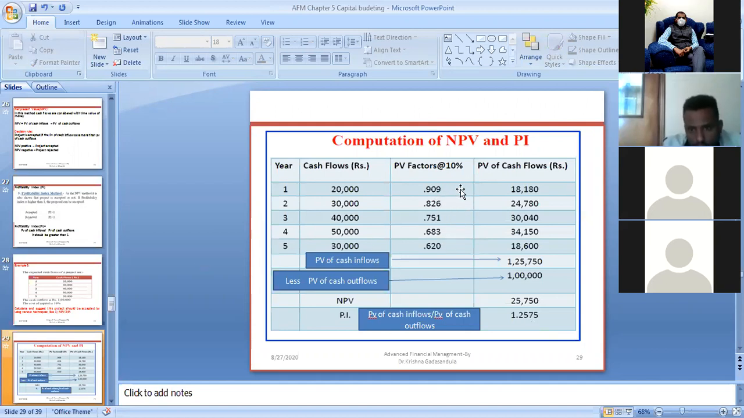The only problem is that sometimes this percentage may be 15%, or it may be 20%, so this percentage may change. As per this percentage change, the PV factors also change. I'll show you the table. I'll give you the PV factor tables. Even you can search on Google and get the PV factor tables.